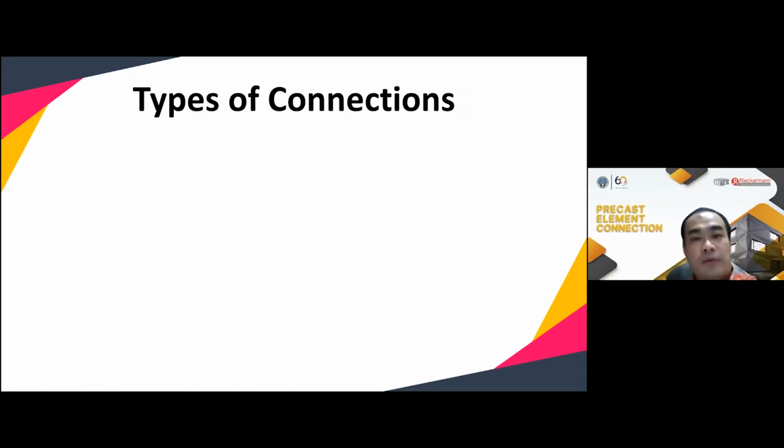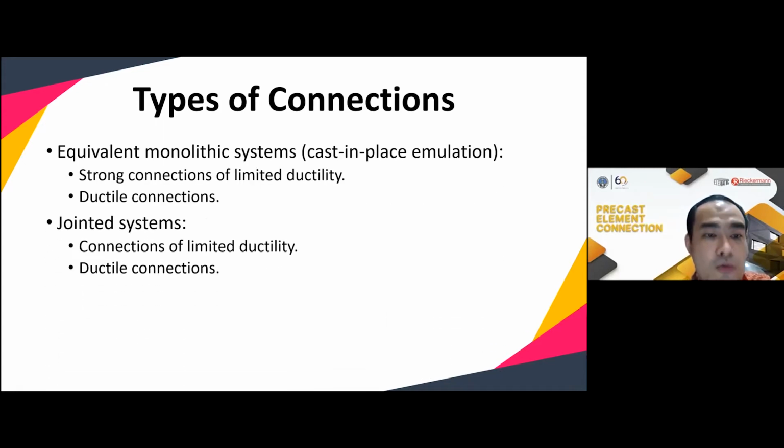Okay, from that we move to the types of connections. I think maybe Mr. Nishant already explained this. Basically we have two types of connection. One is the equivalent monolithic system, where we try to emulate cast-in-place. When we design this and then use grouting, the structure will behave like monolithic RC structures. So basically we have strong connections of limited ductility, or we have ductile connections.